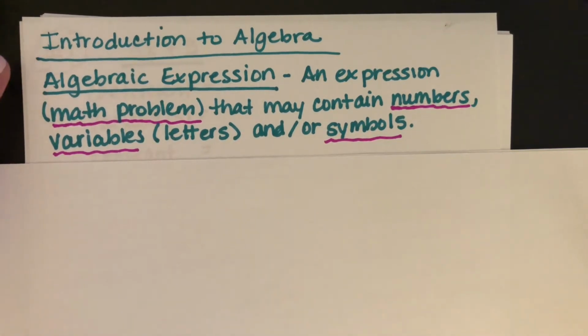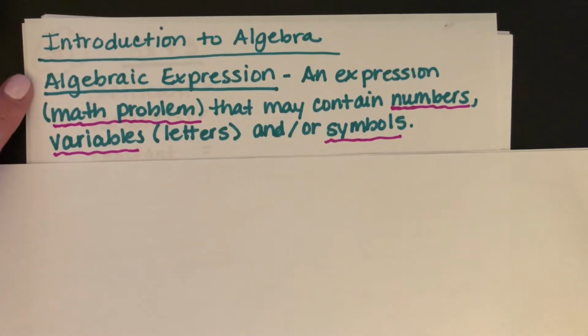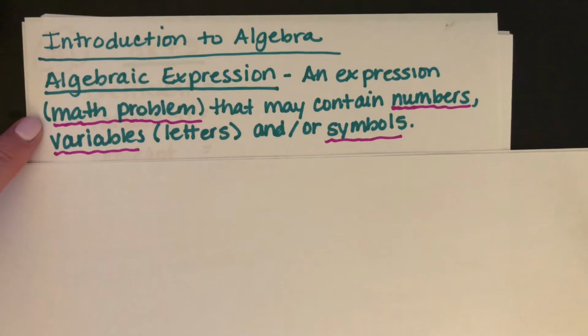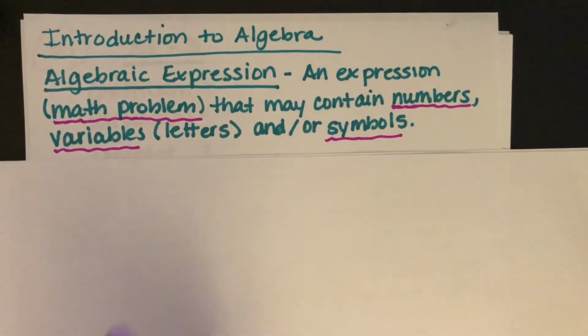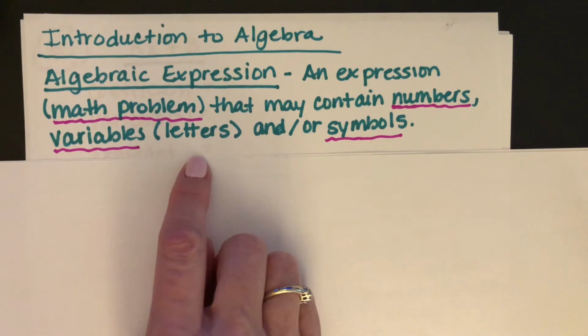So I'm going to talk about some key terms so that you're familiar with them, so when we talk about equations, you'll understand what we're talking about. First of all, we have algebraic expression. That's an expression, which is a fancy word for math problem, that may contain numbers, variables, and/or symbols. Remember, we used the variable x in our last unit. Remember, the variable is our unknown. We don't know what the variable is.